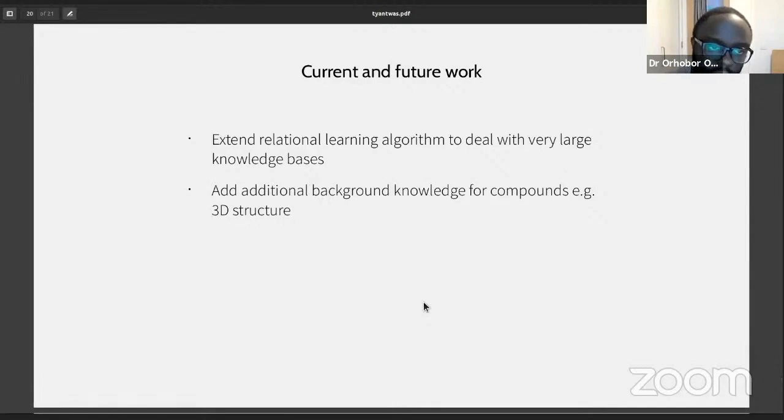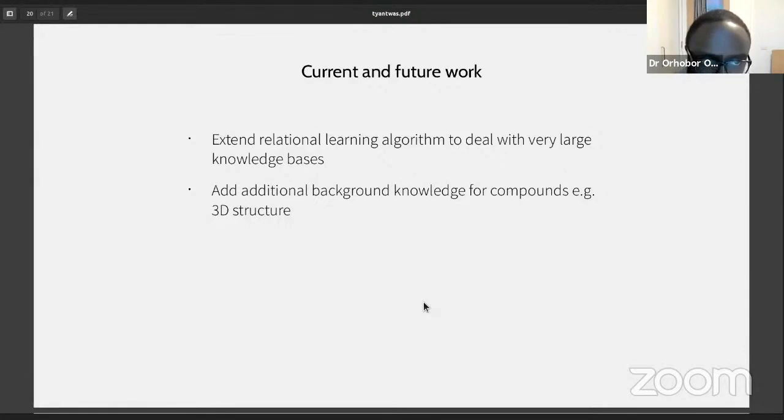So in terms of current and future work, we are currently extending the relational learning algorithm to deal with very large knowledge bases. So we provide the knowledge base we use for this project. It's all online. It has something on the order of a few million facts. But the learning of the relational features was limited because the algorithm or the underlying substrates which we use to learn these features cannot deal with such large databases. And you can only constrain it to a really small portion of the knowledge.